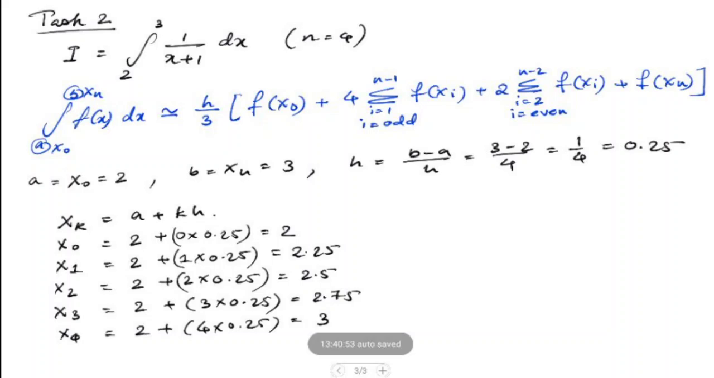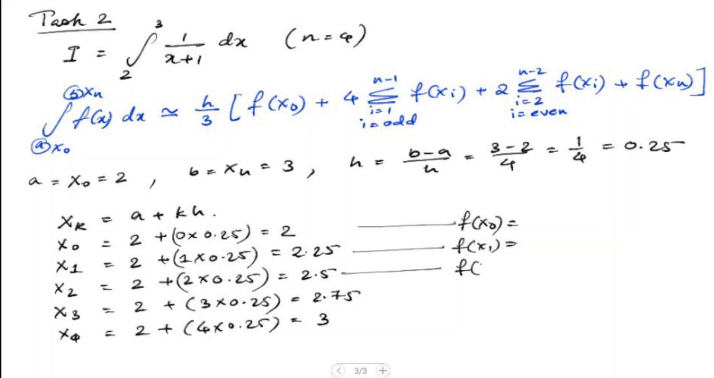Once we are done with this, we can stop finding x values because we have finished dividing it into n equal segments here. What we can do to make the calculations easier is to find out already what is f of x0, what is f of x1, and so on, f of x2, f of x3, and f of x4.